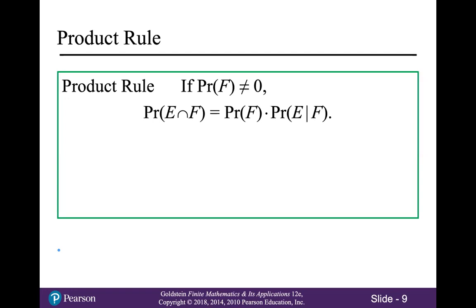All right, that brings us to the product rule. If the probability of F does not equal 0, then the probability of E intersect F is equal to the probability of F times the probability of E given F. Notice that this is the same formula as the formula for conditional probability. It's just written in a different form. If you were to divide both sides of this equation by probability of F, you get your conditional probability formula.